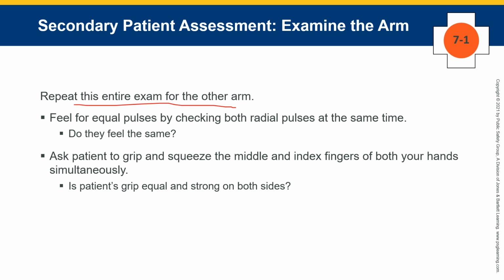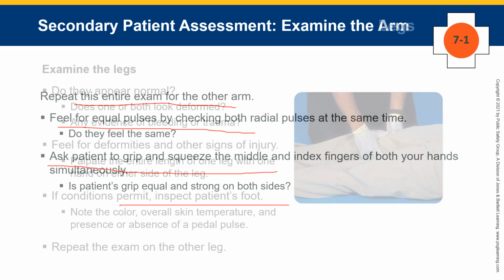As a final step, check for equal pulses in both sides and check for equal grip strength in both sides by asking the patient to squeeze your middle and index fingers simultaneously. We hope that they have equal strong grip size.